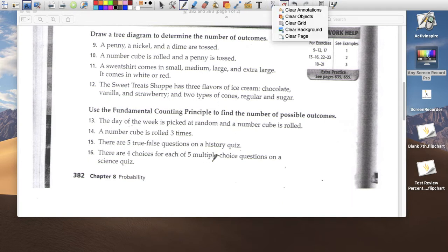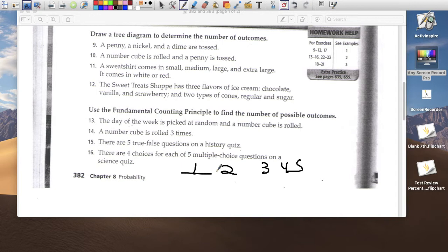There are 4 choices for each of 5 multiple choice questions on a science quiz. That's no different, so let me make that 1, 2, 3, 4, 5. Question 1, you had 4 choices, so there are 4 different things that could happen. Second question, again 4 different things. Third question, 4 different choices. Fourth question, 4 different outcomes. And fifth question, you could have chosen 4 different outcomes: A, B, C, or D.